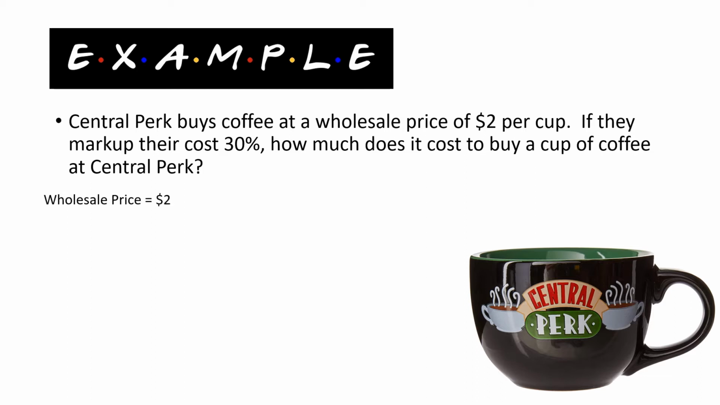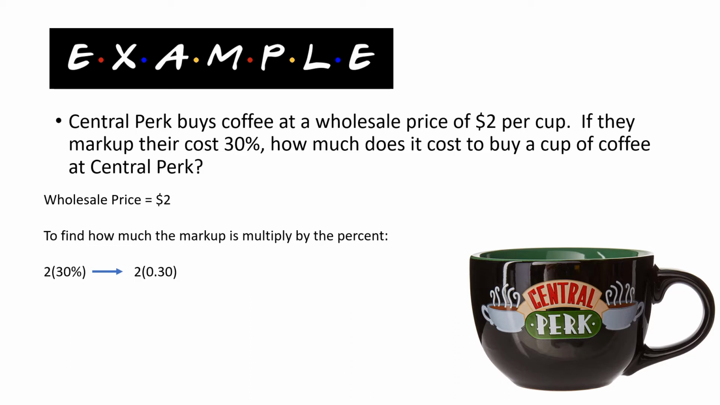The wholesale price that they pay for a cup of coffee is $2. To find out how much the markup is, you're going to multiply by the percent. So you're multiplying that $2 times 30%. Remember, you have to turn percents into decimals when you're multiplying. So we're going to turn that 30% into 0.30. All you're doing is moving the decimal 2 places to the left. So 2 times 0.30 is going to give you 60 cents, or 0.60.